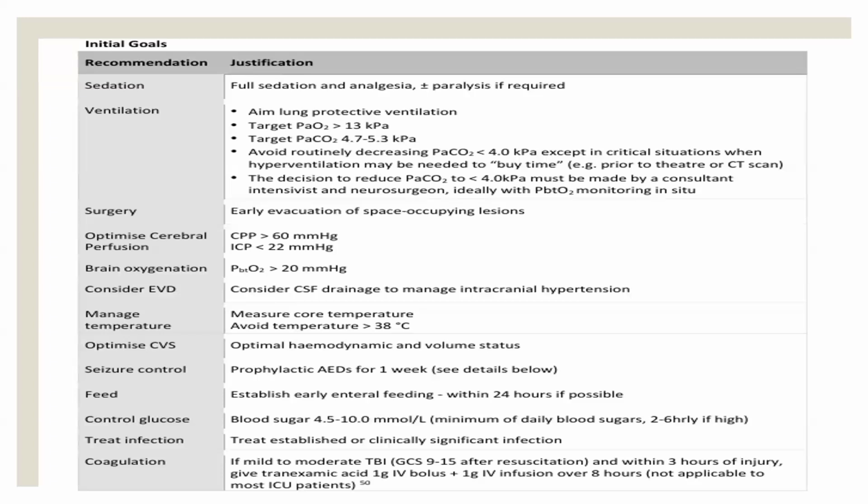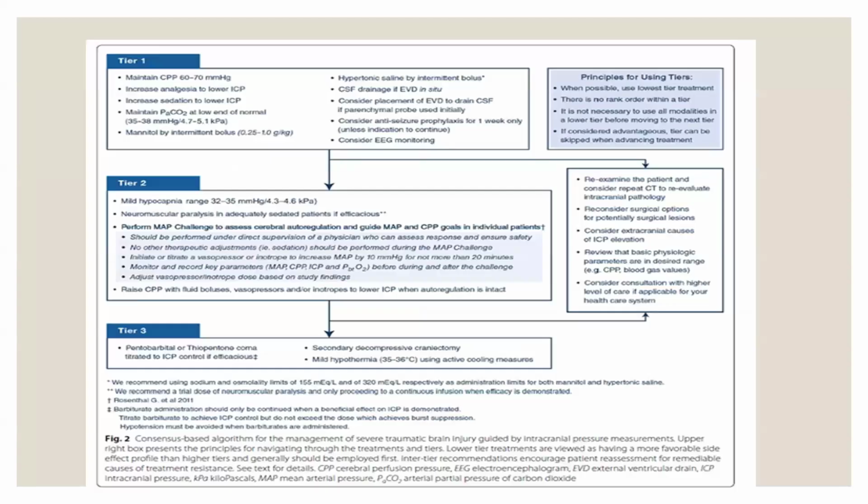Prophylactic antiepileptic for 1 week. Establish early enteral feeding within 24 hours if possible. Blood sugar level should be optimized, between 140 to 180. Treat established and clinically significant infection. If mild to moderate traumatic brain injury and within 3 hours, give tranexamic acid, then a bolus of tranexamic acid over 8 hours. Initially, 1 gram of tranexamic acid should be given, then infusion. Now, these are the tier 1, tier 2, tier 3 management of traumatic brain injury. We'll see them one by one.